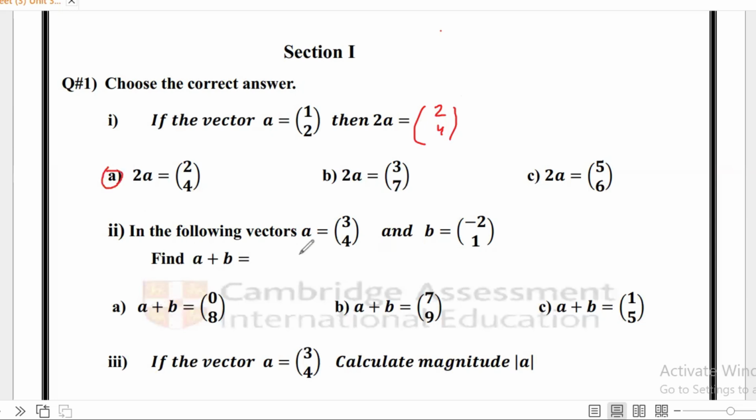Next, in the following, vectors a and b are given. So we will see the addition of vectors as well. In this case, we will add the x element with the x element of the second vector and the y element with the y element of the second vector. That means 3 minus 2 gives me 1, and 4 plus 1 gives me 5. So it means the C part.